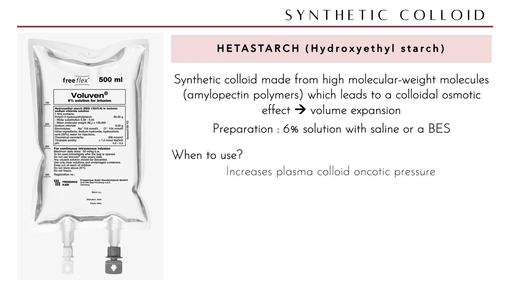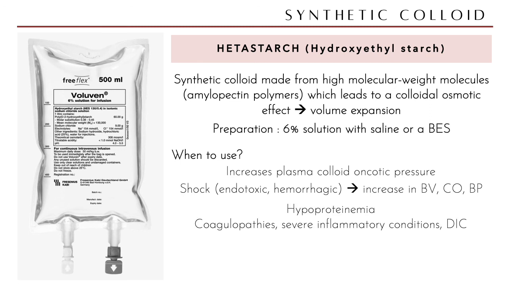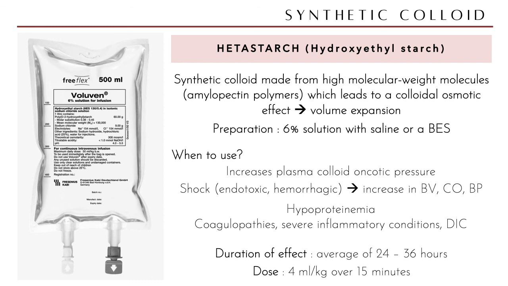And when do you use it? You increase the plasma colloid oncotic pressure in times of shock, hemorrhagic. We'll discuss shock next. So that causes an increase in blood volume, which improves cardiac output, which improves blood pressure. Cases of hypoproteinemia, when there are coagulopathies, severe inflammatory conditions, disseminated intravascular coagulation, and it has a longer effect than hypertonic saline. It has an effect of an average of 24 to 36 hours, at a dose of 4 ml per kg over 15 minutes. Right?